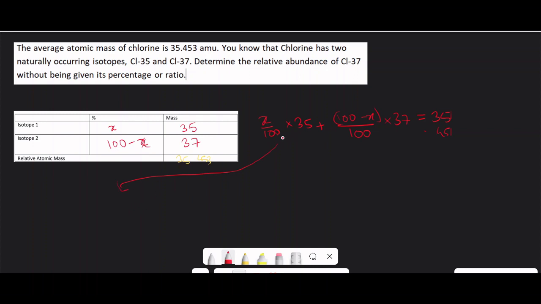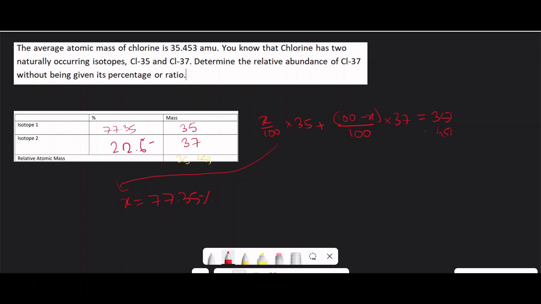Now we can solve for x. You can do this, I hope, and what we get is x is actually 77.35%. So what does that mean? We have found it, and we can also erase this. So this one is going to be 77.35, and this one is going to be just 100 minus that. So what we get is 22.65.